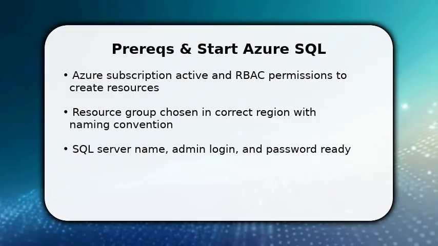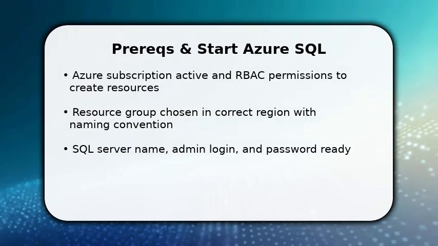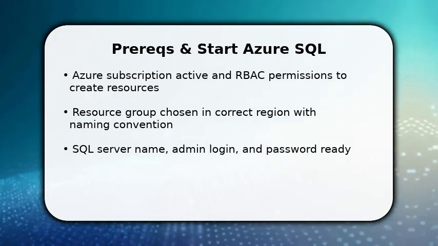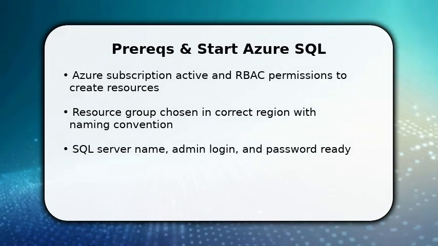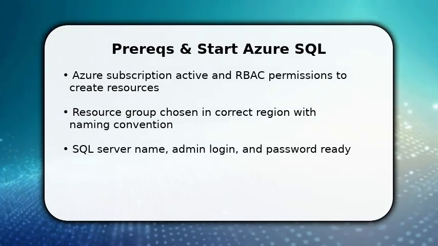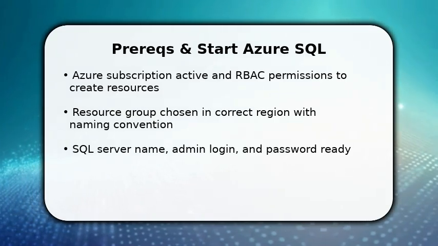You begin by verifying prerequisites and then opening the Azure portal. Make sure you have an active subscription and role permissions. You need the ability to create resource groups and SQL servers. Next, pick or create the resource group in the target region and decide a clear naming scheme. Finally, prepare the SQL server admin username and a strong password.